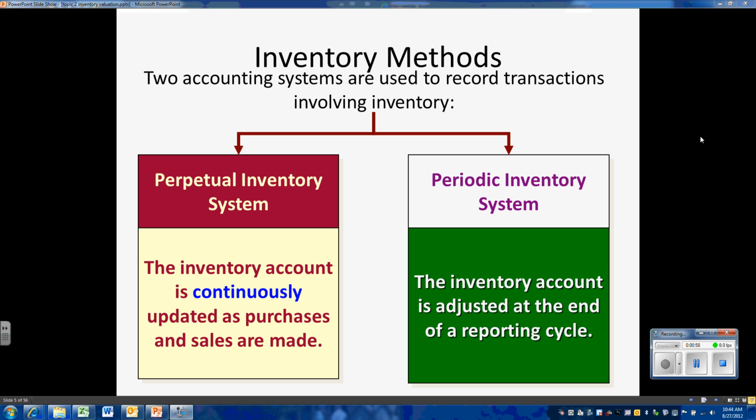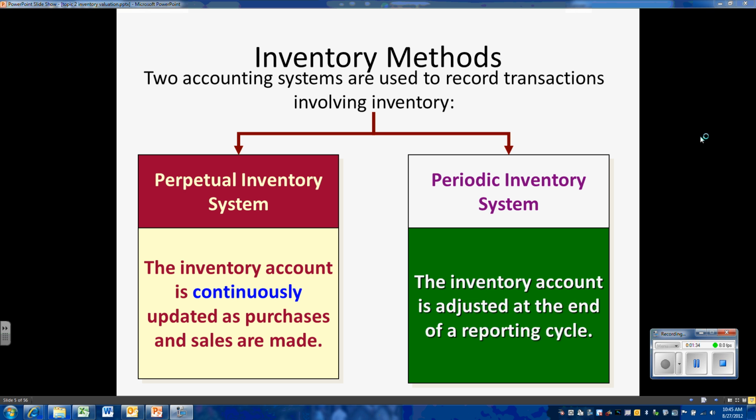As information technology allowed for the tracking of inventory through the period, companies developed a perpetual inventory system. In the perpetual inventory system, the inventory account is continuously updated as purchases are made and sales are conducted. For each sale in the perpetual inventory system, the cost of goods sold will be matched to that sale.